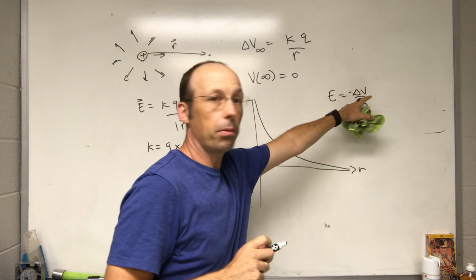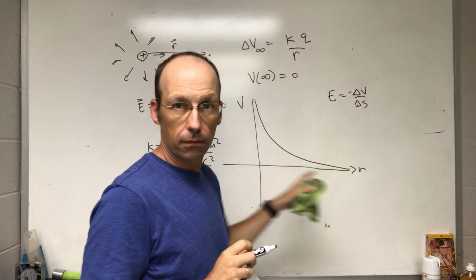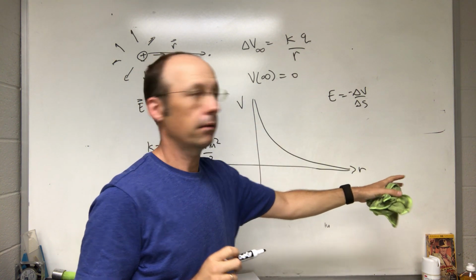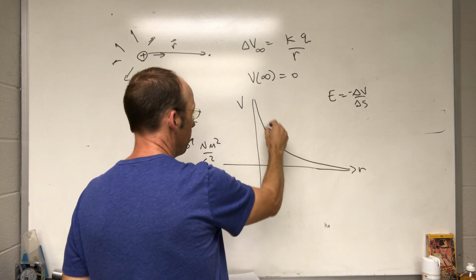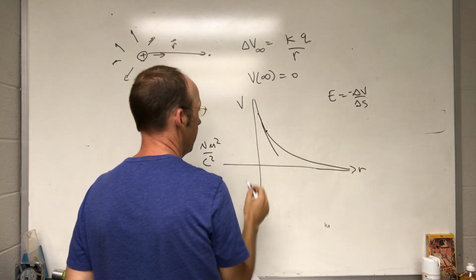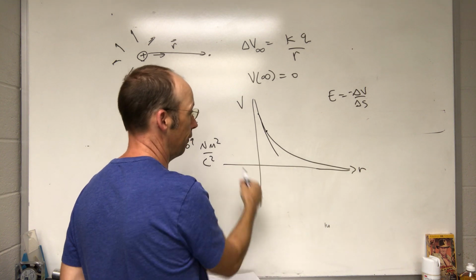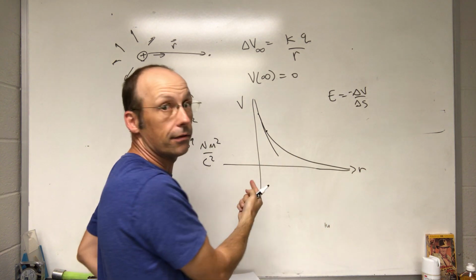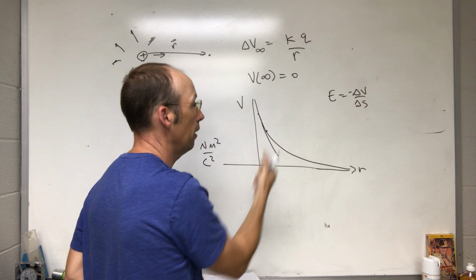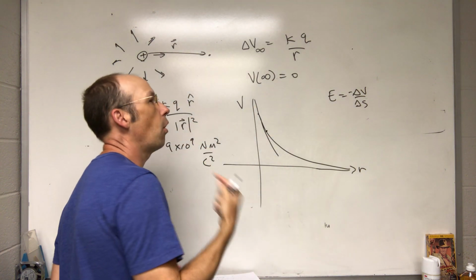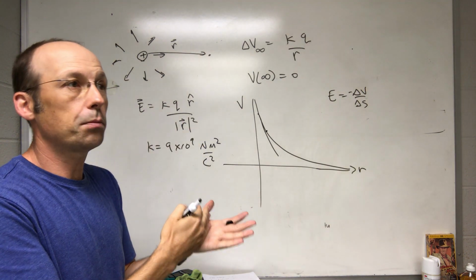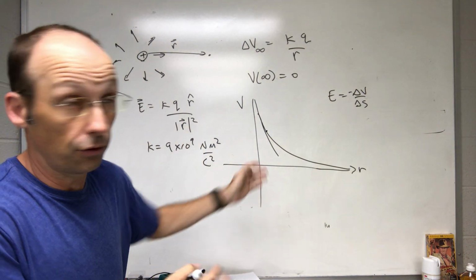This looks like the negative of the slope of the voltage-position curve. So if I look right here, the slope is this line, which is a negative slope, but the negative of that would be a positive electric field. But the point I'm trying to make is that just because there is a large potential, don't think there's a large electric field. That's true in this case.